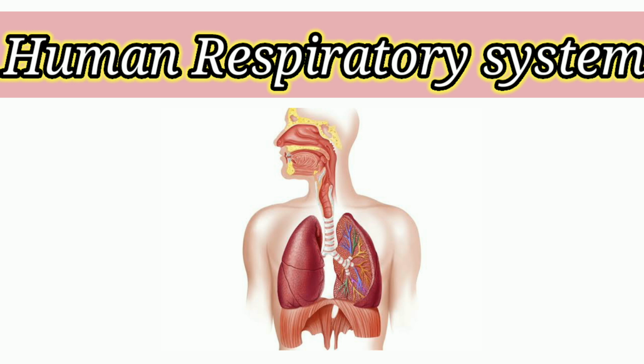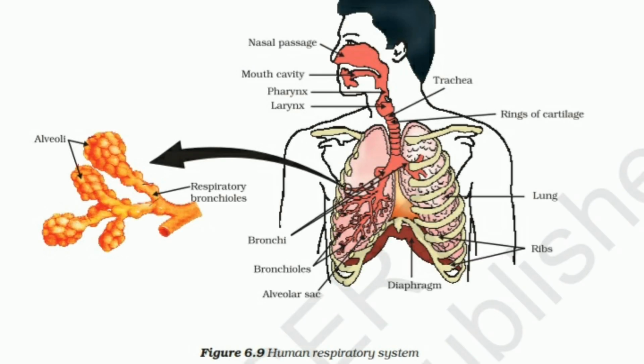In today's video, we'll be learning about the human respiratory system. Let's take a look at the human respiratory system. It consists of the nostrils, nasal passage, pharynx, larynx, trachea, lungs, bronchi, bronchioles, alveoli, and diaphragm.